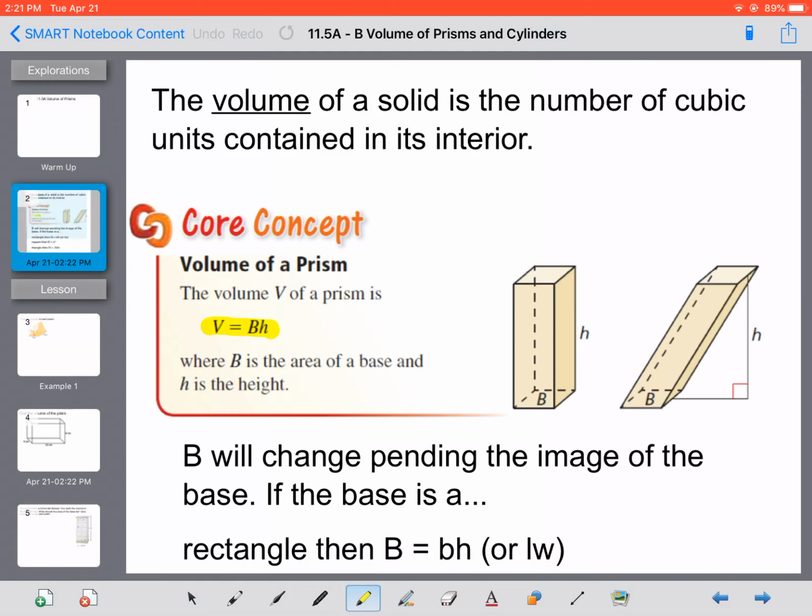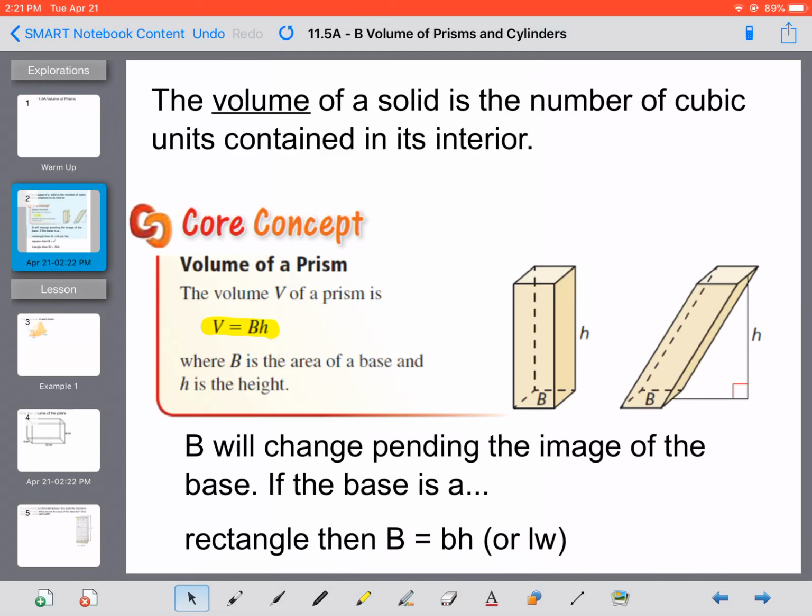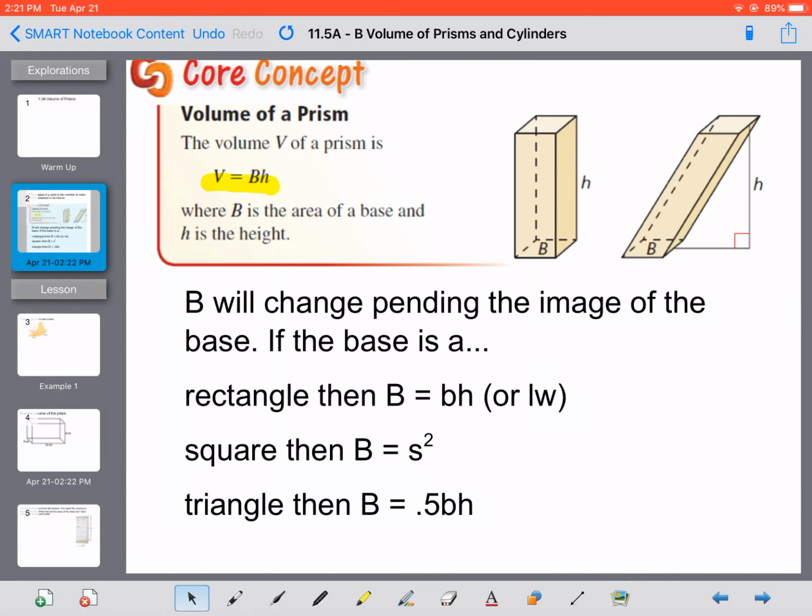Notice that B is capitalized. It is not representing a base that you would know. It is the area of the base of the image. So that B value is going to change depending on what the actual image of the base is. For example, if your base is a rectangle, we know that a rectangle is base times height or length times width. So that B is going to be represented by BH or LW.